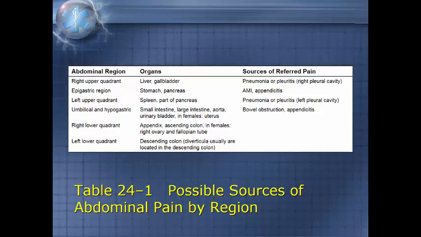Now, as far as your possible sources of pain, right upper quadrant, we're looking at the possibility of liver and gallbladder. Epigastric region could be the stomach, could be pancreas, could be an acute myocardial infarction. Your left upper quadrant, spleen, part of your pancreas. Your umbilical or hypogastric area, your small intestine, large intestines, bladder, the uterus, the aorta. Your right lower quadrant, you've got your appendix, your ascending colon, the ovary and fallopian tubes. On the left lower, you've got your descending colon, and this is usually where you have diverticulitis issues, if they have diverticulitis.